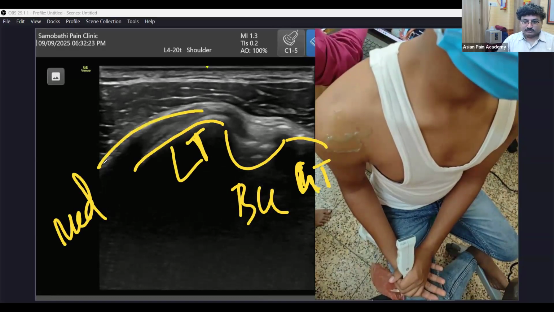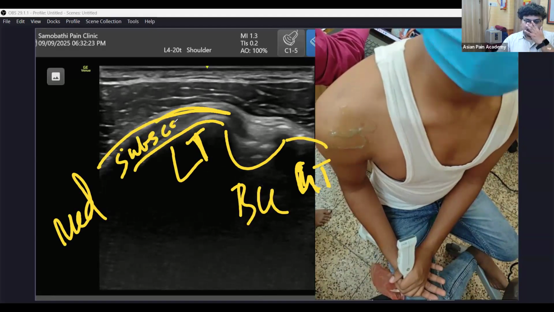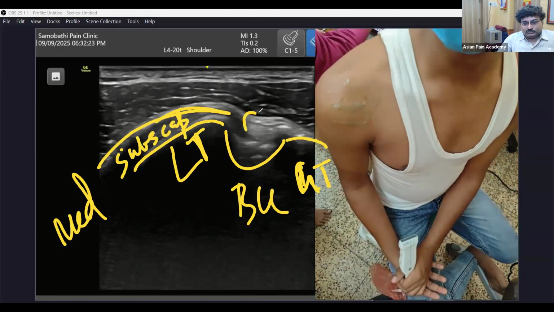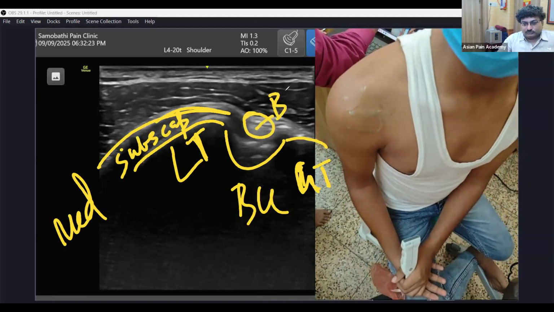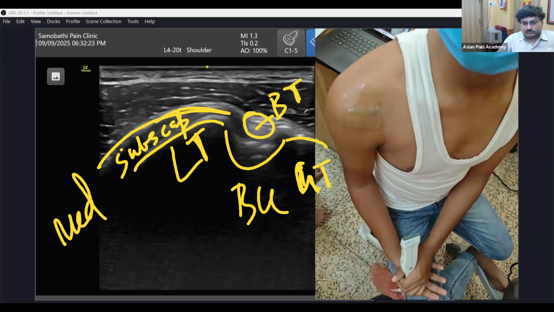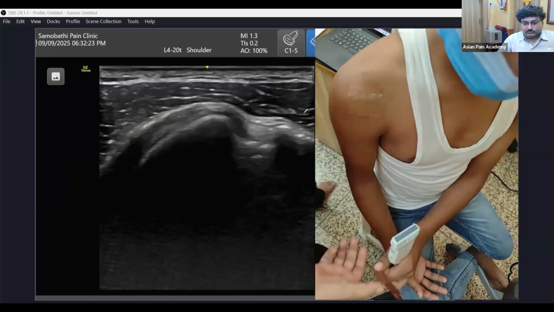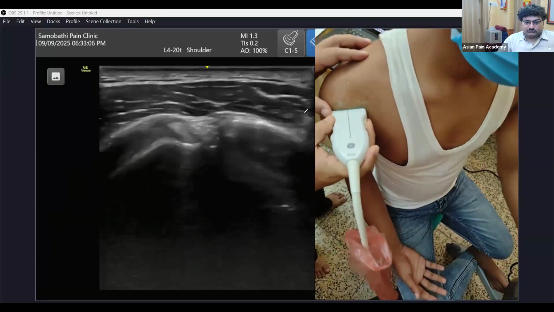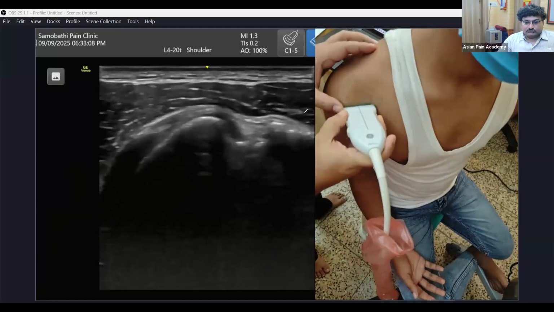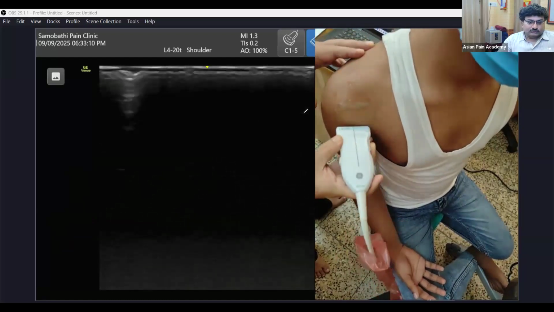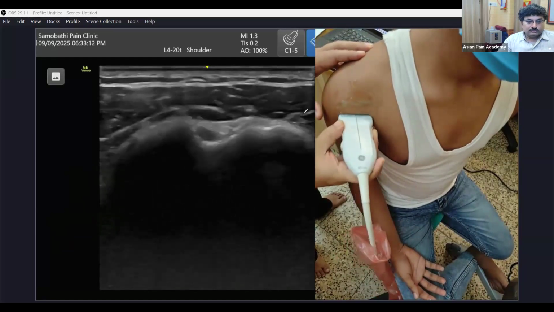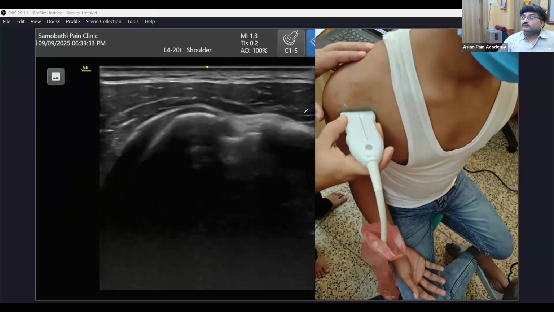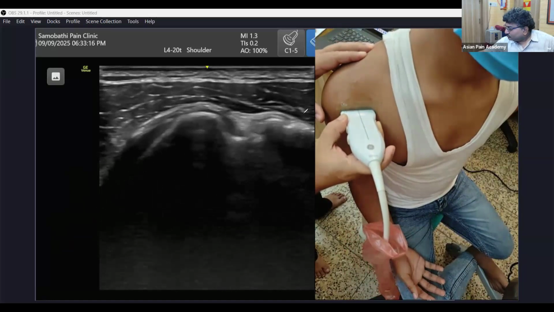Now what is this part? This part is subscapularis, and this part is biceps tendon. After seeing the first step, I am showing you the second step. All the steps are for seeing the rotator cuff interval. What I did was come from above like this and stay here to see the first step. Okay, this was the first step.